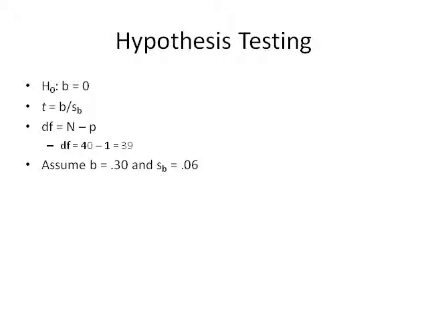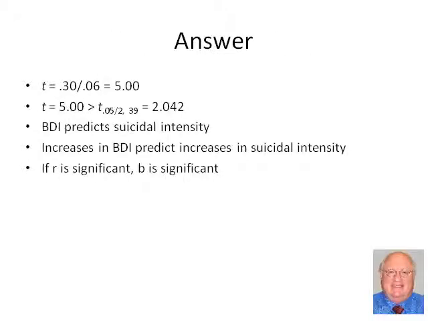Before going on to the next slide, if b equals 0.30 and the standard error for b equals 0.06, would we accept or reject the null hypothesis? The test statistic is computed by dividing 0.30 by 0.06, resulting in t equal to 5.00. Since the critical value equals plus or minus 2.045 at 29 degrees of freedom, we would reject the null hypothesis.